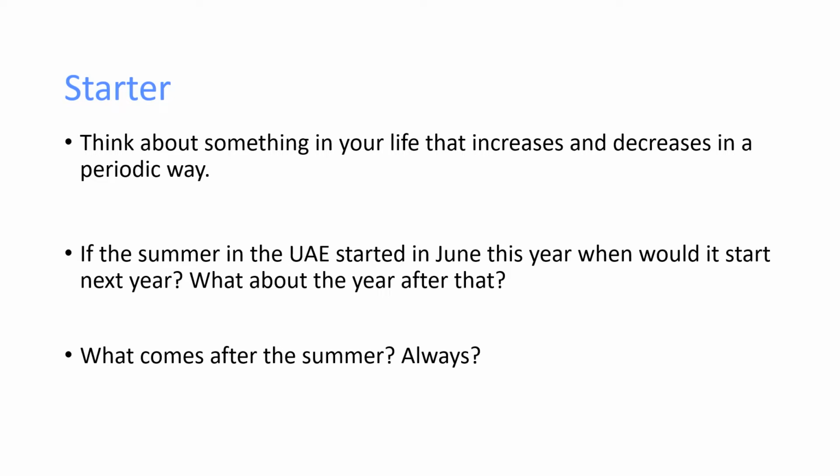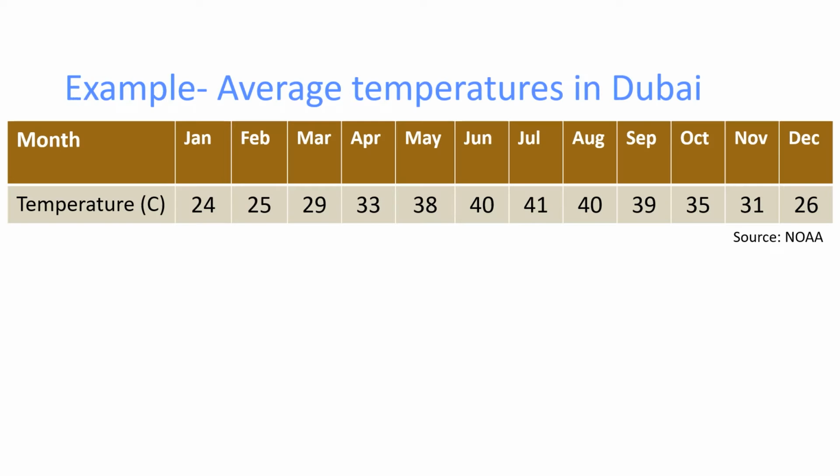We know that after the summer comes the autumn or the fall. Is this always the case or does it change? Of course, this is what happens always. So these are some examples of periodic things that happen in our daily lives that we can relate to the sine and cosine functions, as we will see in the following examples.